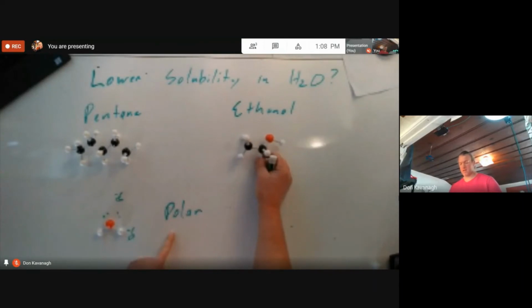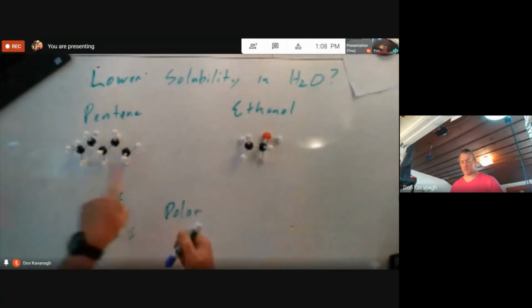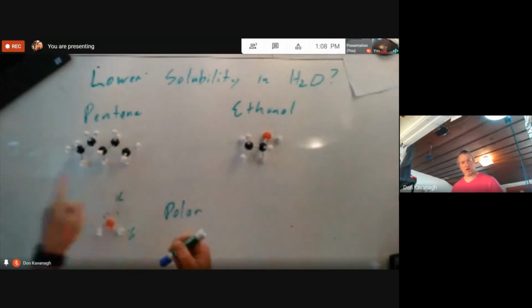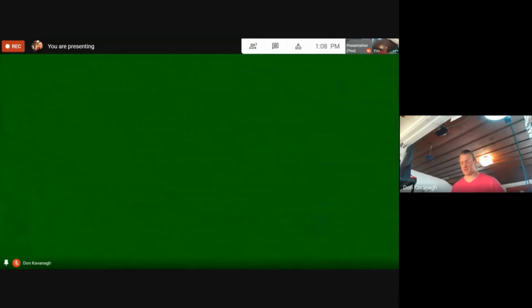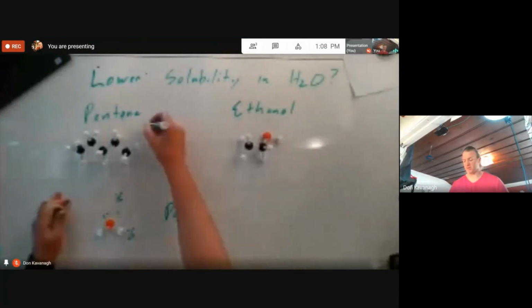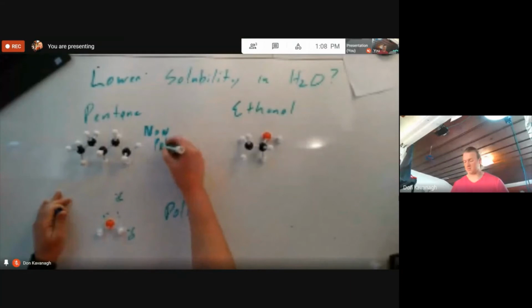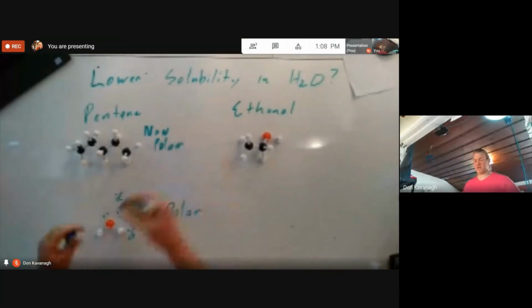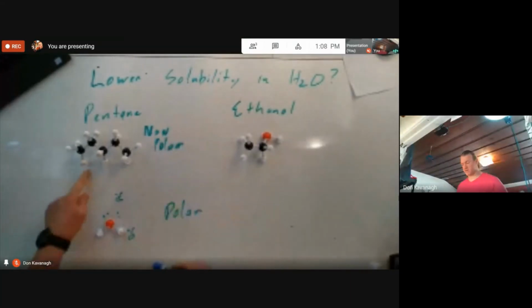Okay. This pentane molecule here is a nonpolar molecule with nonpolar bonds and just carbon and hydrogen bonds. So this is nonpolar. And it doesn't have any acid or base characteristics.